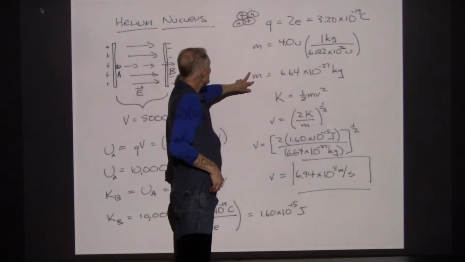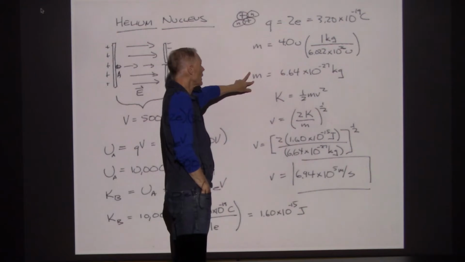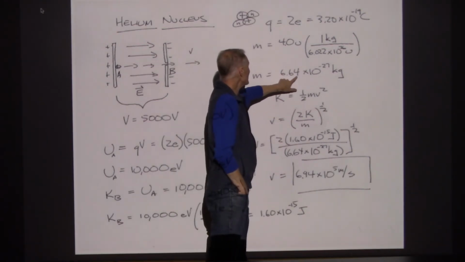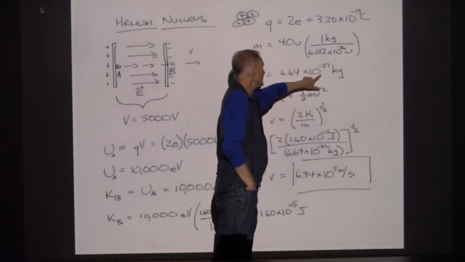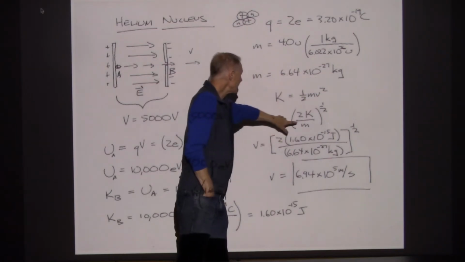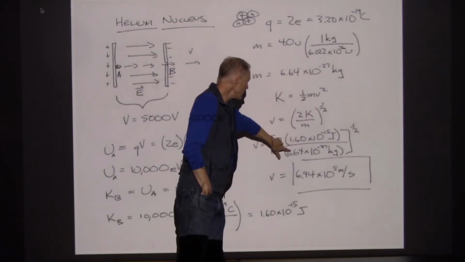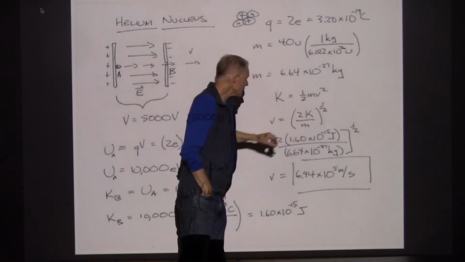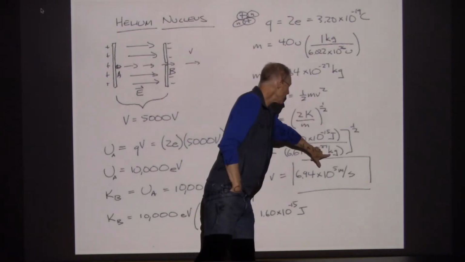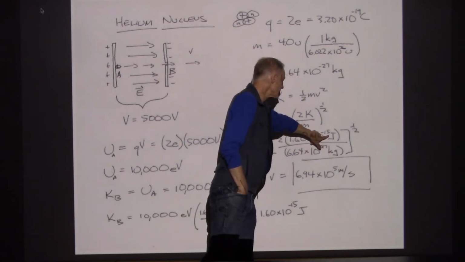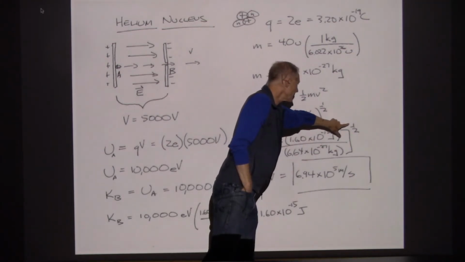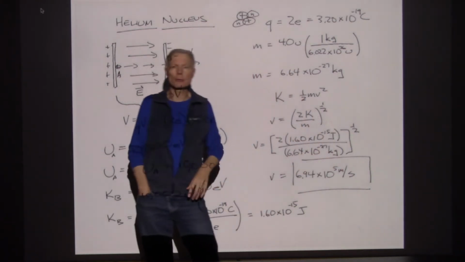So that tells me the mass of my helium nucleus, to a good approximation, is going to be 6.64 × 10^-27 kilograms. And that number can go into my formula right here. Then I can carry out the calculation. The kilograms in the mass will cancel the kilograms in the joules. I'll take a square root. I'm going to be left with meters per second.